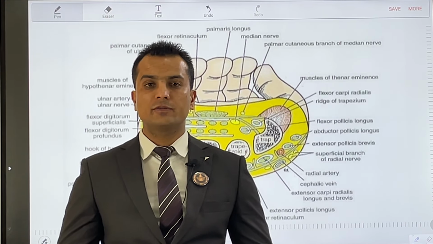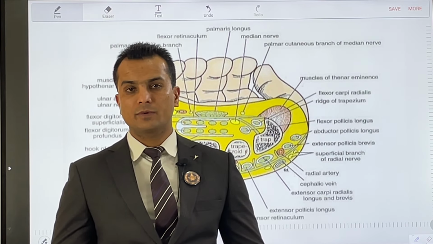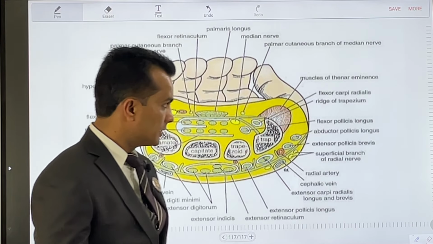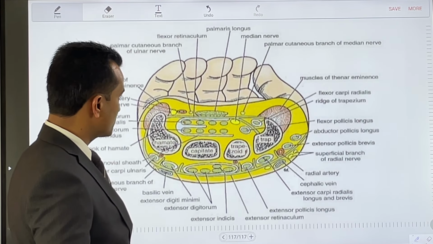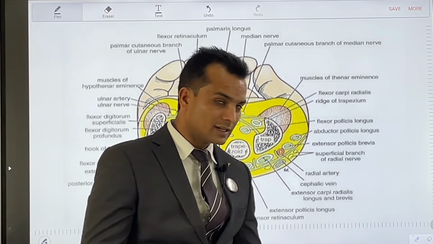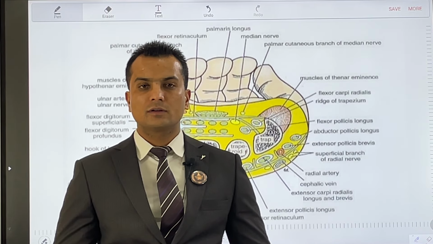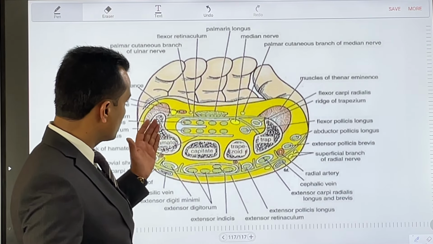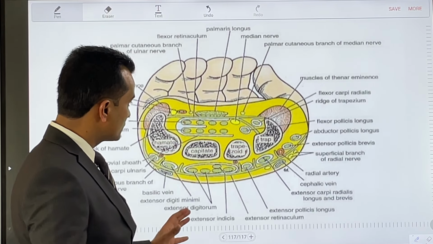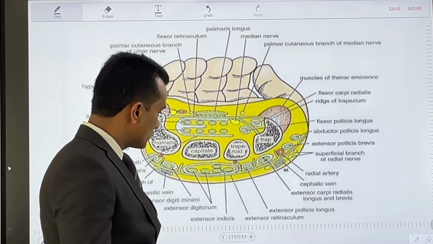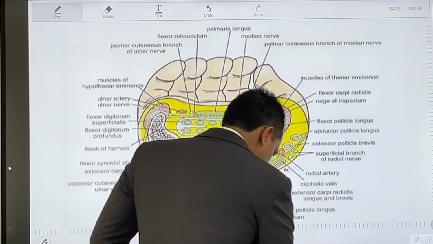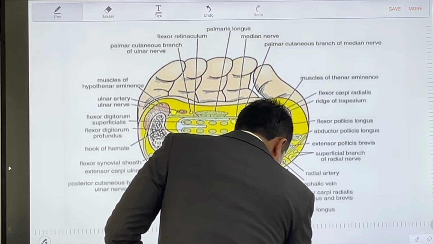In this lecture we are going to discuss the carpal tunnel, the Guyon canal, and the difference between carpal tunnel syndrome and Guyon canal syndrome. First of all, we have to understand the anatomy of the carpal tunnel and the Guyon canal. Here you can see the structure from Snell anatomy, but it might confuse you. There are a lot of structures here, so let me draw the carpal tunnel first.